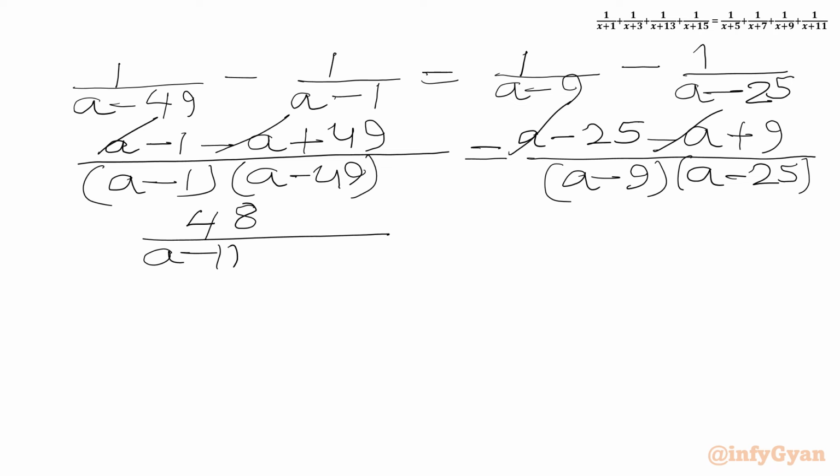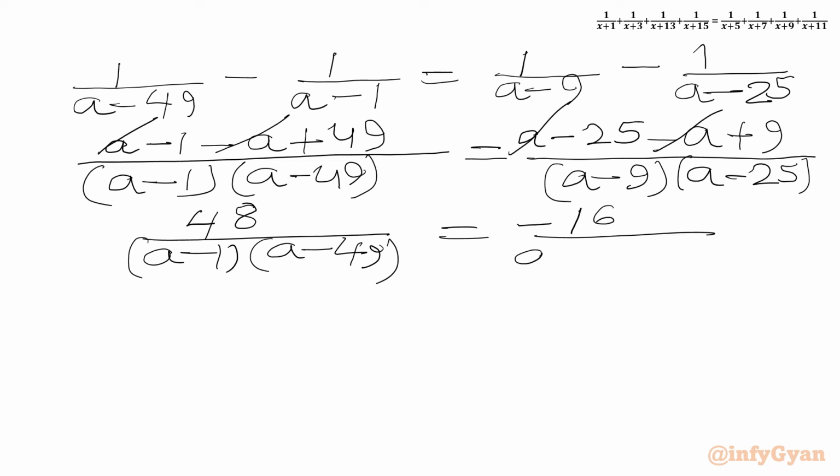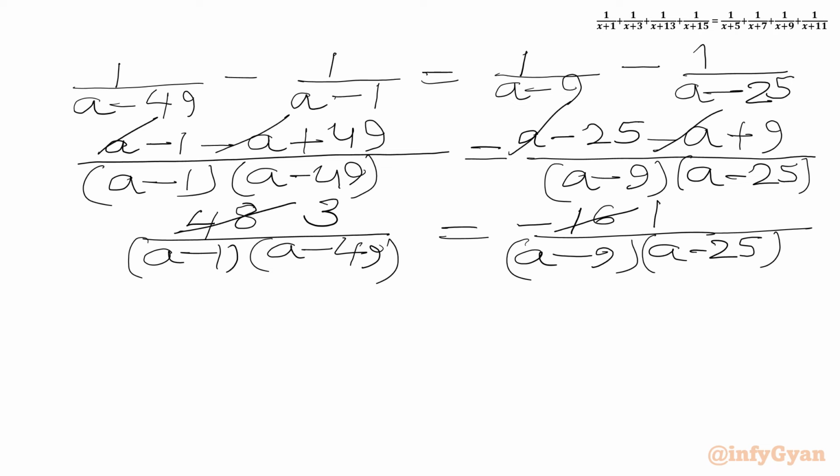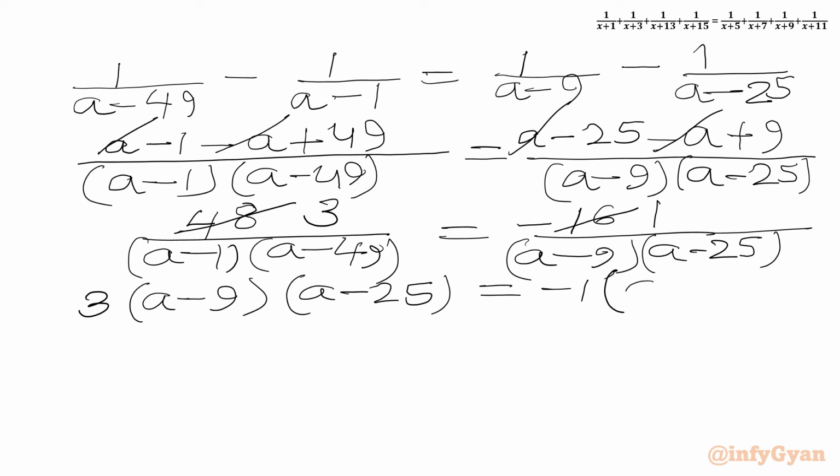Denominator is a minus 1 times a minus 49, which will be equal to minus 25 plus 9, minus 16 over a minus 9 times a minus 25. Now we will divide both sides by 16. So we will write here 3. We will write here 1. So we can cross multiply and write 3 times a minus 9 times a minus 25 equal to minus 1 times a minus 1 times a minus 49.